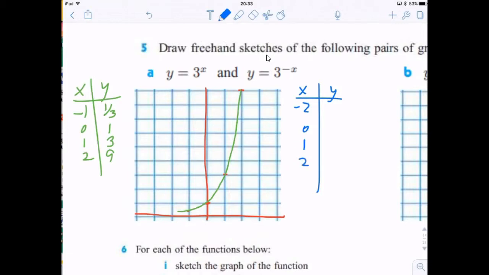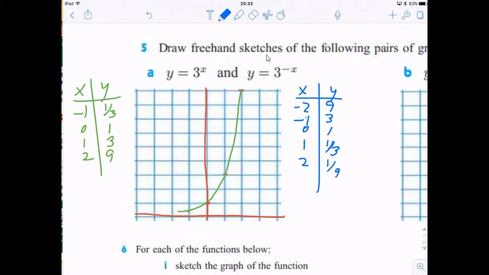Okay, so if we put -2 in there, we're going to get 3 to the -2, which is 3 to the 2, which is 9. If we put -1 in there, we're going to get 3 to the -1, which is 3 to the 1, which is 3. If we put 0 in, we're going to get 1. If we put 1 in, we're going to get 3 to the -1, which is 1/3. If we put 2 in, we're going to get 3 to the -2, which is 1/9.